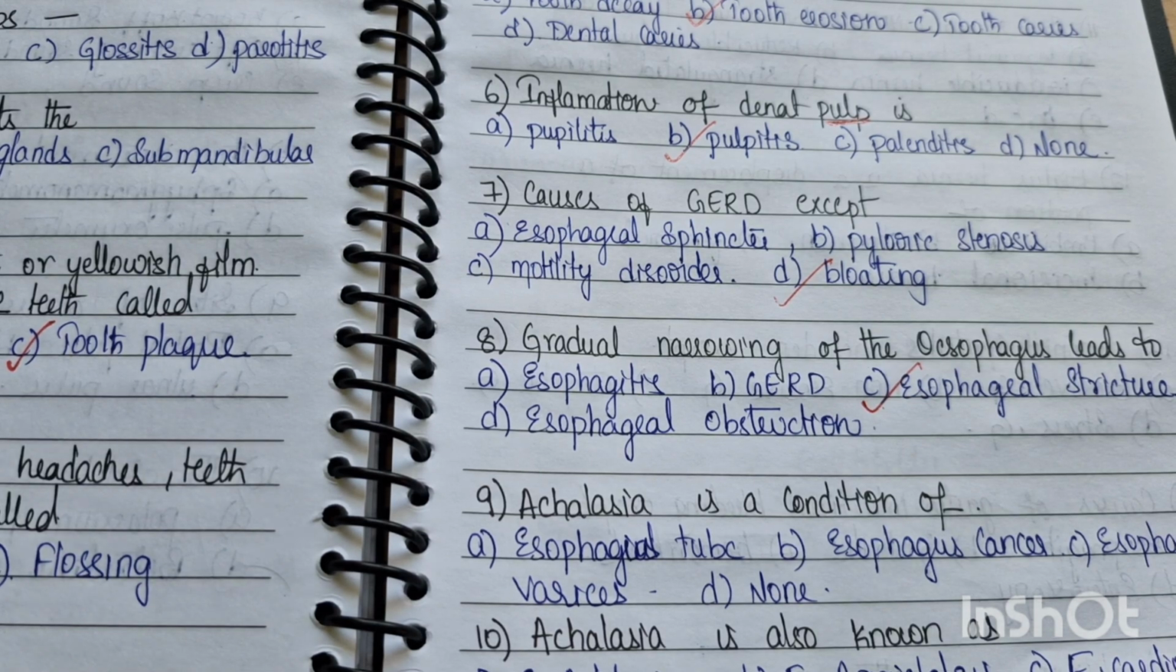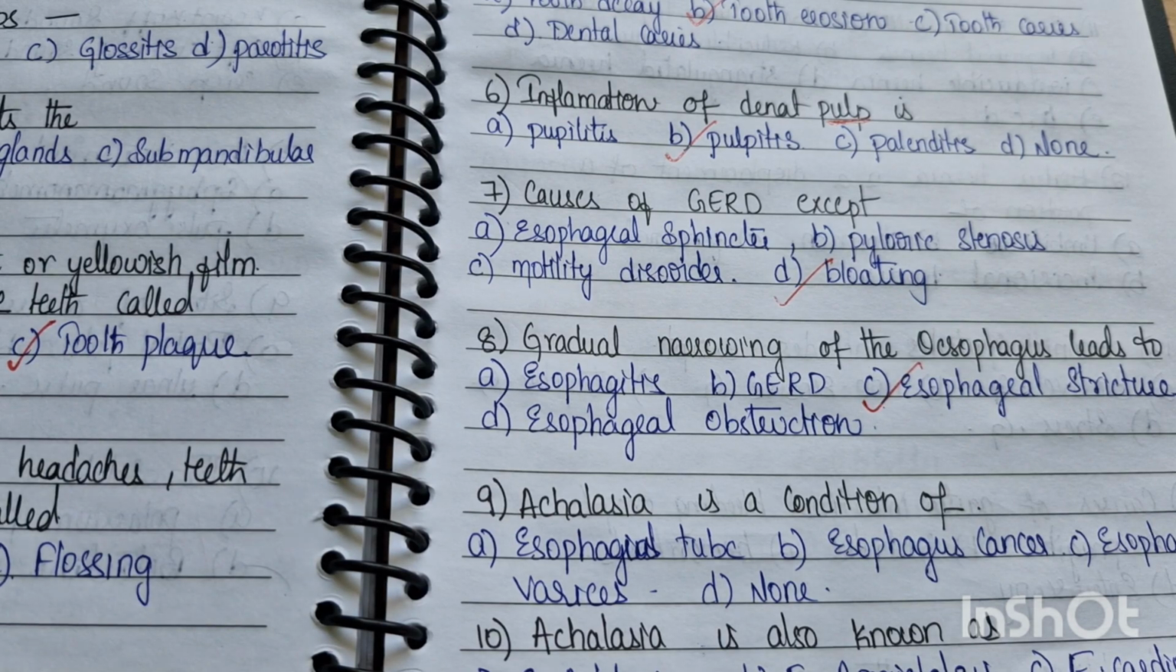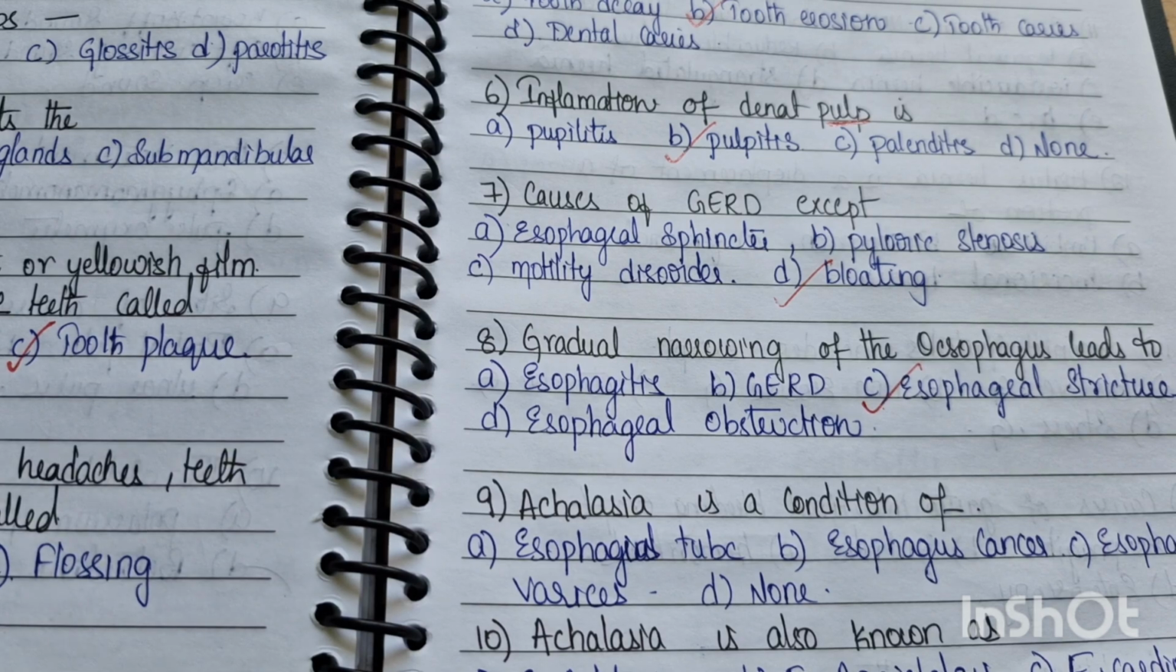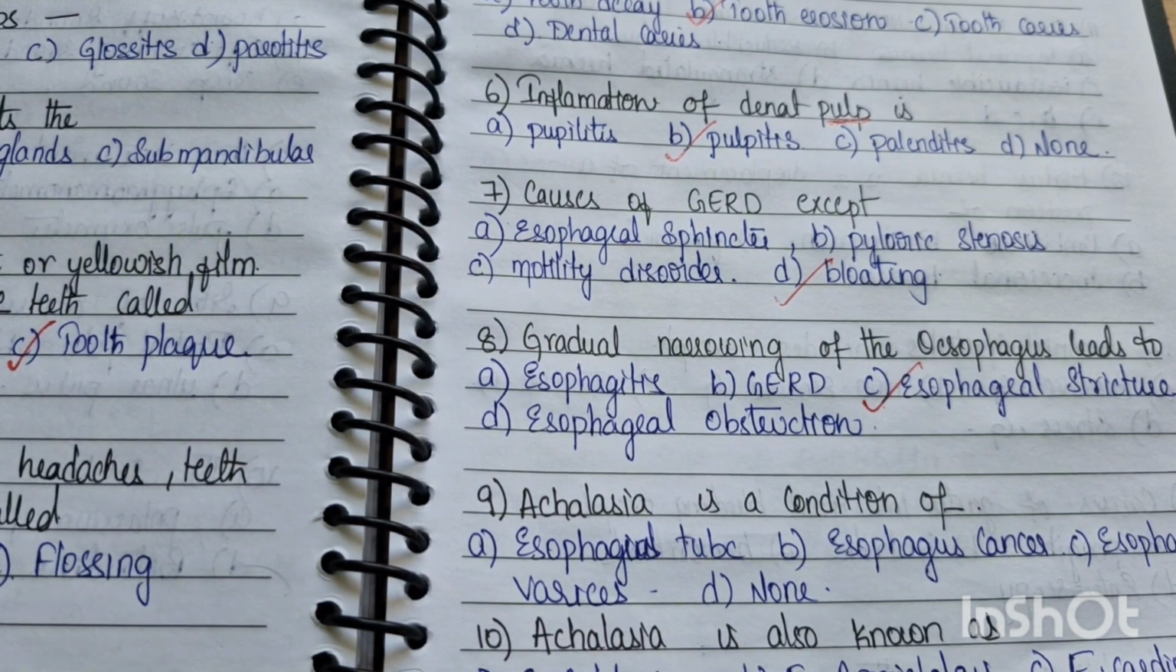Esophagitis is the inflammation of the esophagus. GERD is a disease condition, gastroesophageal reflux disease. And esophageal obstruction means obstruction, which can be by anything. If something is obstructing the esophagus, it is not the narrowing of the esophagus. So that's the thing.